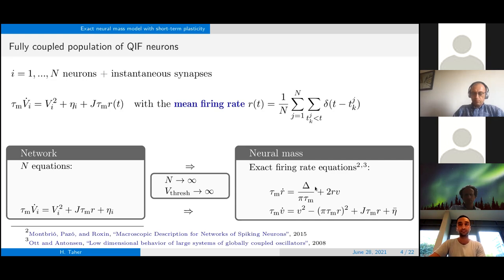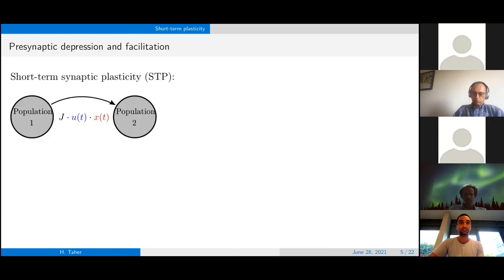So in the limit N to infinity, the collective dynamics which we get from the neural mass model is exactly the same as the one which we would get in the network. Of course, in reality, if we want to simulate the network, we will not be able to simulate infinitely many neurons, so we will have finite size fluctuations compared to the neural mass. However, this model is extremely useful, and to apply it to working memory, as I mentioned before, we have to implement short-term synaptic plasticity. I will explain it briefly.